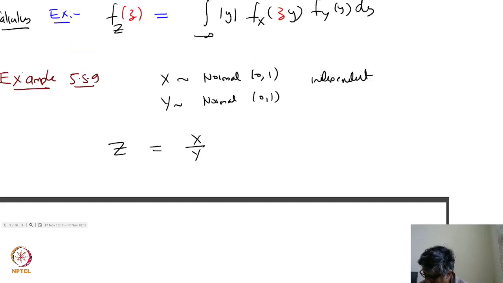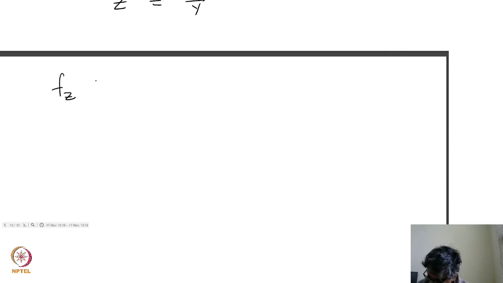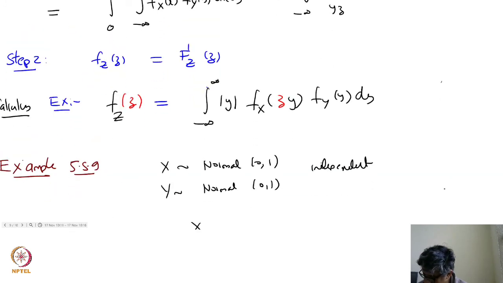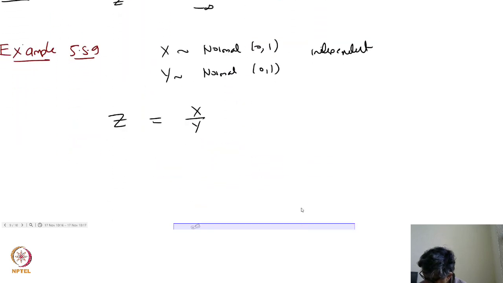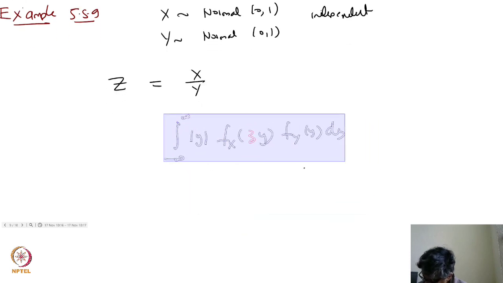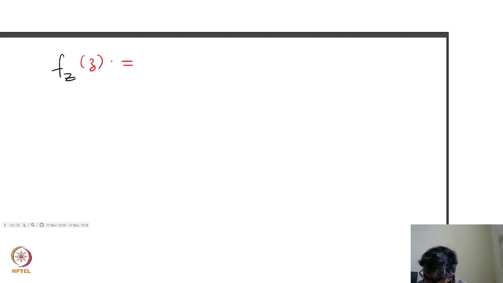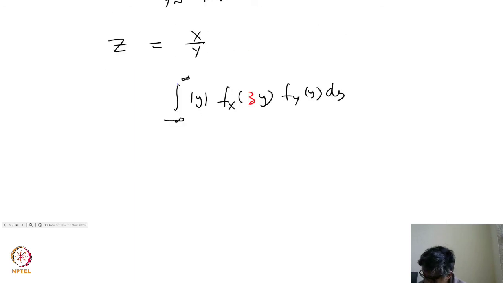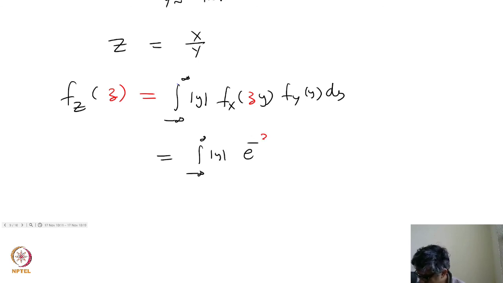So I know the formula: f sub z at the point z is equal to, let me copy this formula down. So f sub z at the point z is given by this formula right here. But we know the normal density is just e to the minus x squared by 2. So I have the integral from minus infinity to infinity of mod y, e to the minus z squared y squared by 2, e to the minus y squared by 2, with a root 2 pi here and a root 2 pi here, dy.